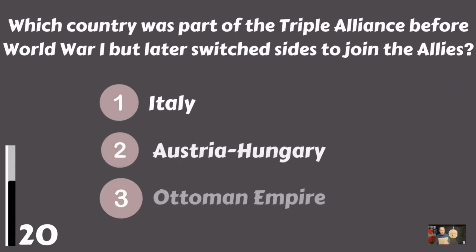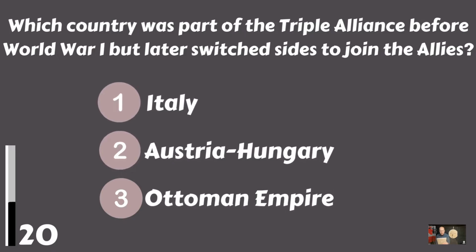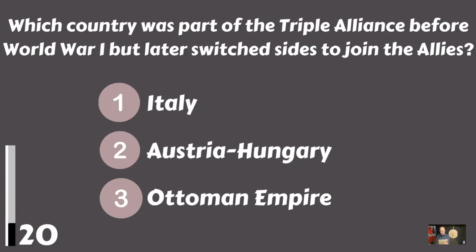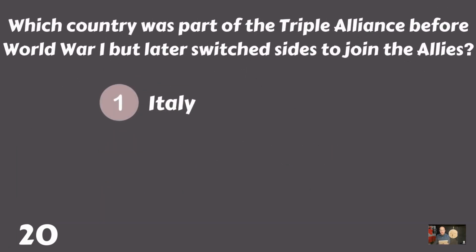Which country was part of the Triple Alliance before World War I, but later switched sides to join the Allies? Was it Italy? Was it Austria-Hungary? Or was it the Ottoman Empire? Who switched sides? Italy switched sides.